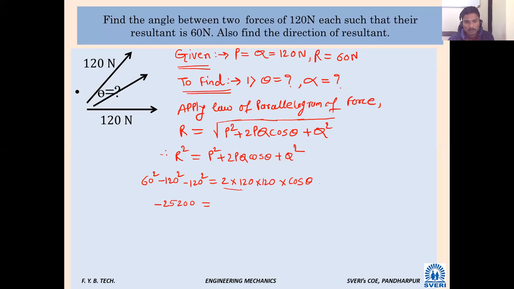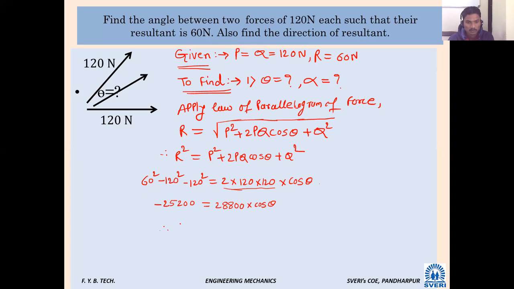Now tell me only this much value. 120 into 120 means 14,400 into 2, that is 28,800. Just check. Yes, right. Cos theta.